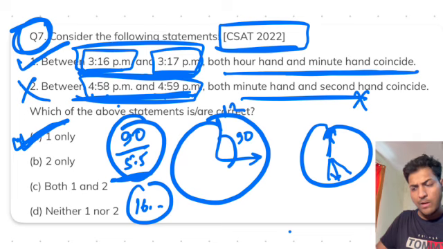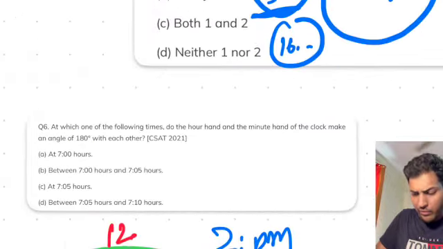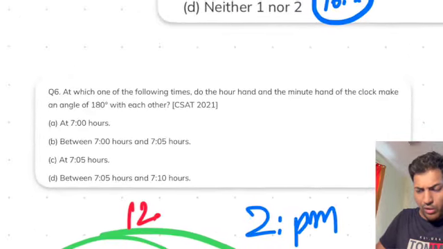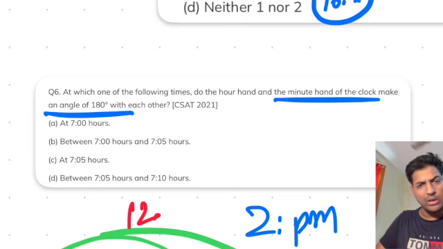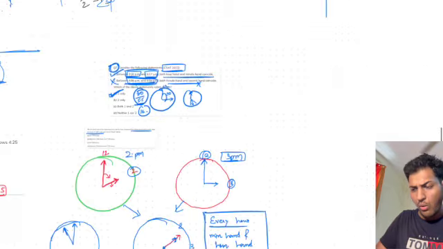Likewise, you can find time for any of the coincidence. I have also taught you how many times they coincide each hour, and at what time they coincide. Just find the gap and divide by 5.5. There is another question: at which of the following times do the hour hand and minute hand make an angle of 180 degrees? For now I have just taught you about coincidences, but this is not the end of the world.